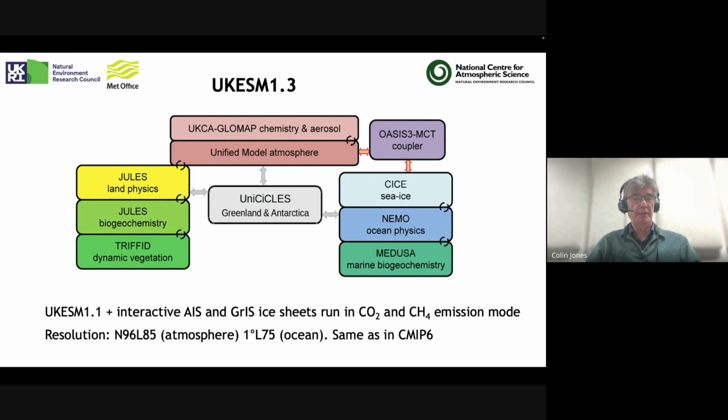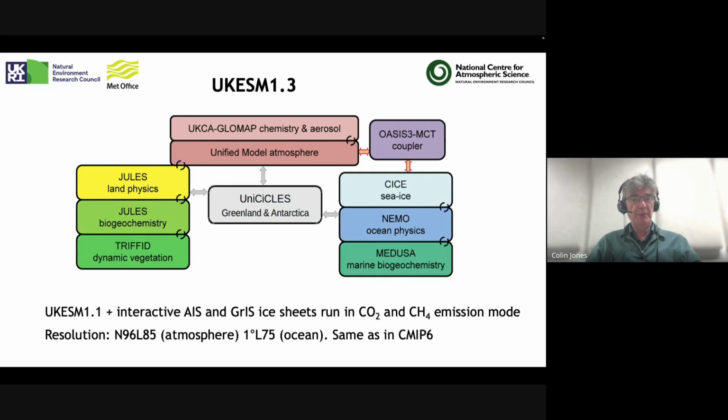And then on the left, we have the land surface, where JULES is part of the unified model, essentially the land physics, and then we build in the biogeochemistry and the dynamic vegetation to take JULES to become JULES-ES, as it's known for Earth system. So we have a full carbon cycle, and now, of course, we have a full methane cycle as well. So just to reiterate, and sorry, I missed out the most important bit, we also have Greenland and Antarctica there, represented by UniCiCles, which is coupled both to the ocean and to the land and to the atmosphere.